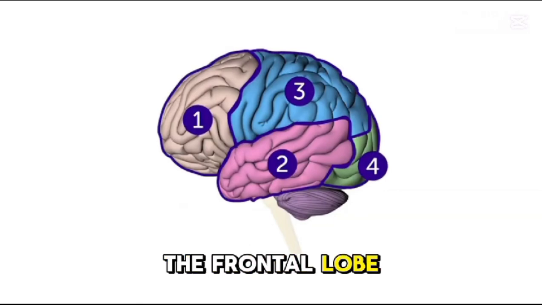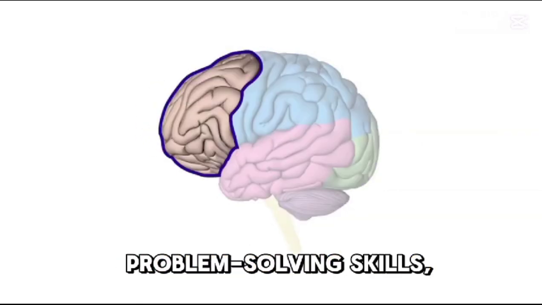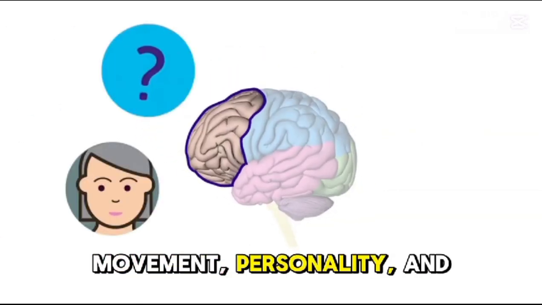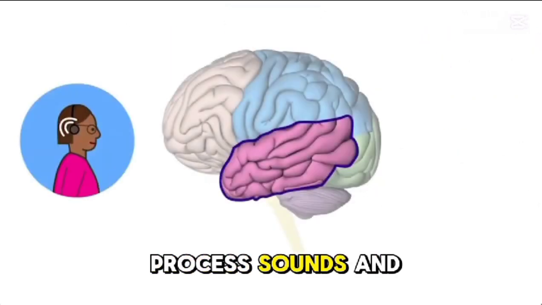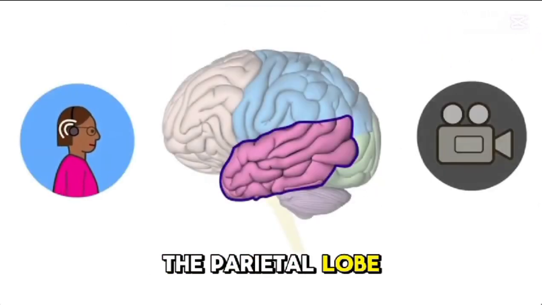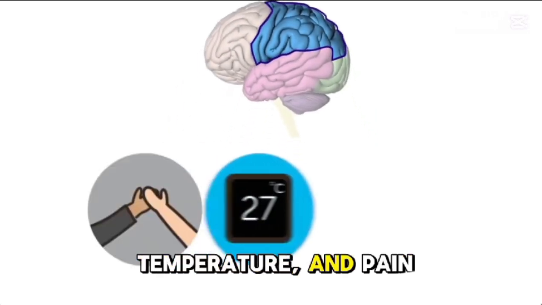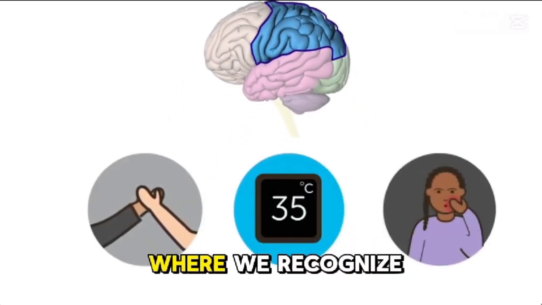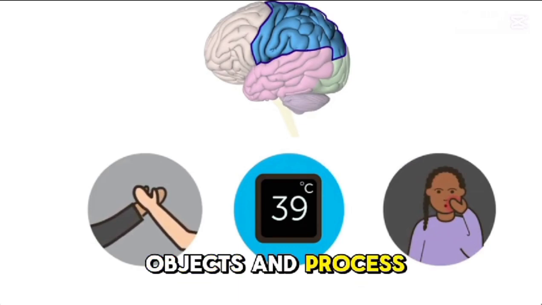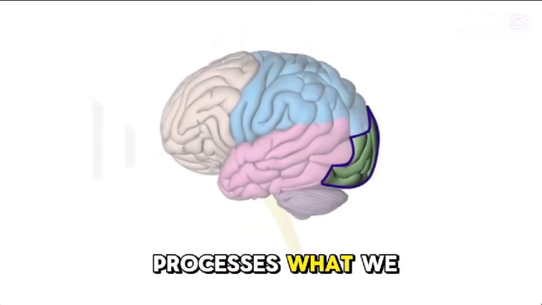The frontal lobe controls our language, problem-solving skills, movement, personality, and emotions. The apex lobe is where we process sounds and store memories. The parietal lobe is where touch, temperature, and pain are processed. When people talk to us, this is where we recognize objects and process information. The occipital lobe processes what we see.